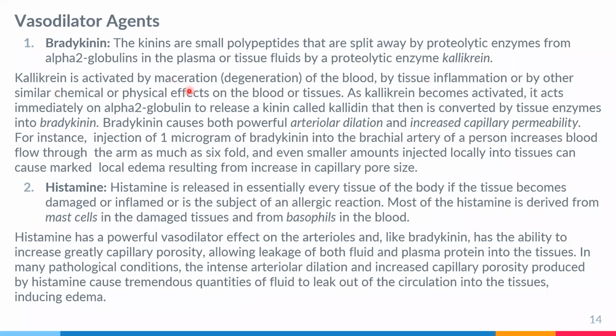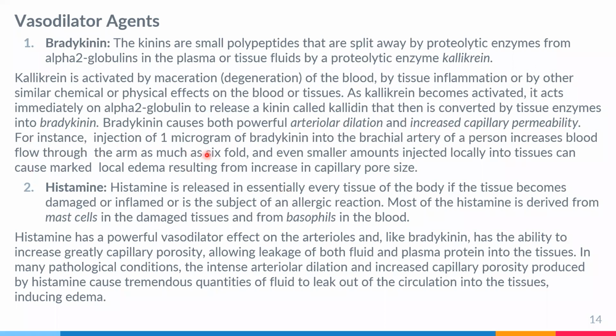Kallikrein is activated by macerations, which is also known as degeneration of blood, by tissue inflammation, or by other similar chemical or physical effects on blood or tissues. As kallikrein becomes activated, it acts immediately on alpha-globulin to release a kinin known as kallidin. Kallidin is then converted by tissue enzymes into bradykinin. Bradykinin causes powerful arterial dilation as well as increased capillary permeability.